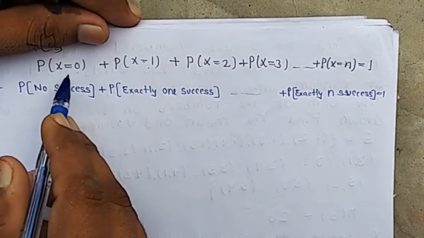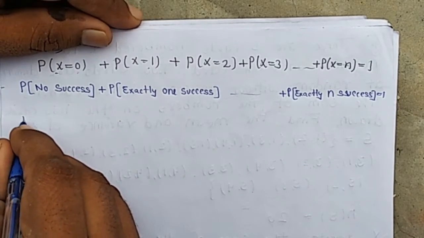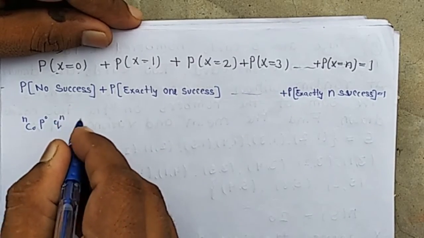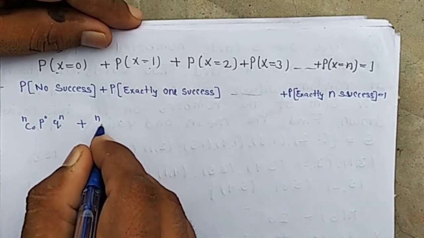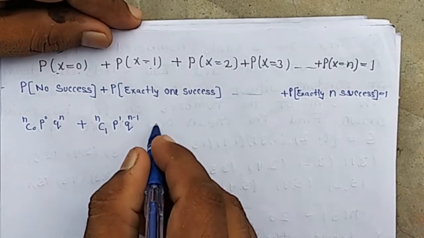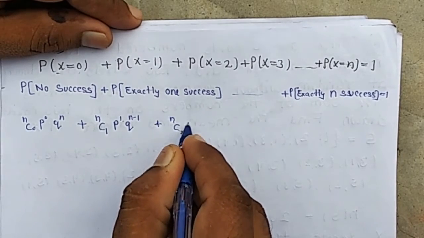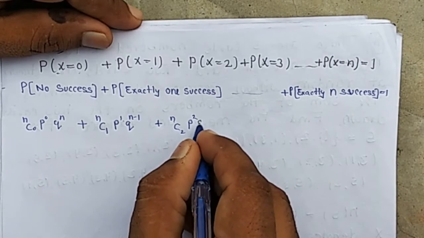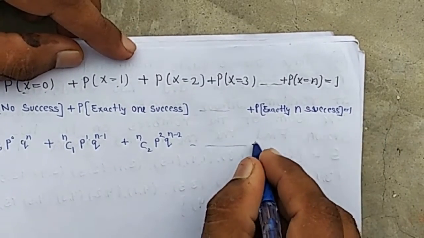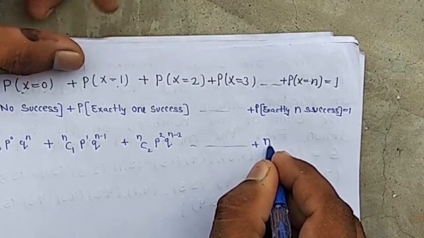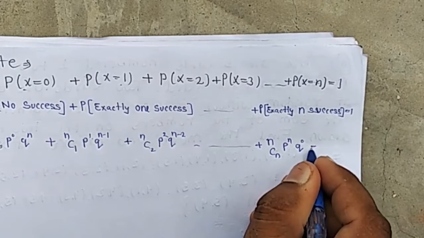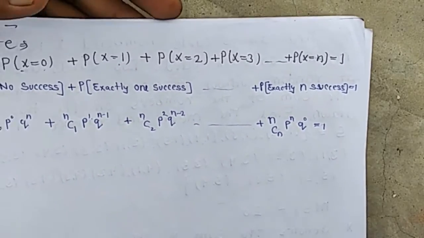Probability of x equal 0, no success, is given by nC0 p to the power 0 q to the power n. One success is given by nC1 p to the power 1 q to the power n minus 1. Two success means nC2 p to the power 2 q to the power n minus 2. Exactly n success means nC n p to the power n q to the power 0.